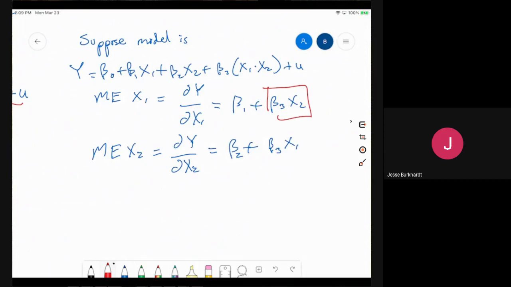This is going to be useful when we start to think about how something like education can affect wages, or how a particular treatment can affect getting your health, or getting sick. Maybe your age is something that affects how the treatment works. So if x1 is a treatment and x2 is your age, then the marginal effect in this model says that the effect of the treatment depends on your age, which is probably true. So these interaction models can be very useful.